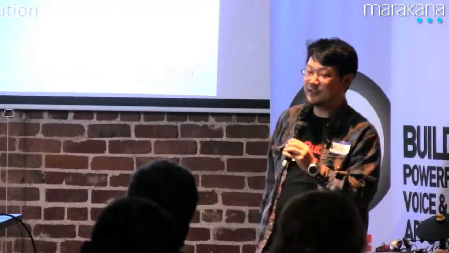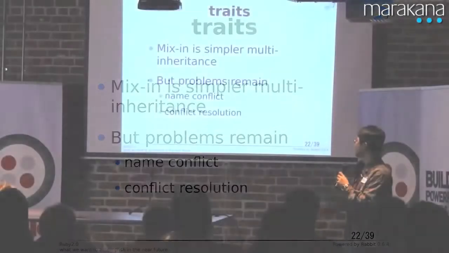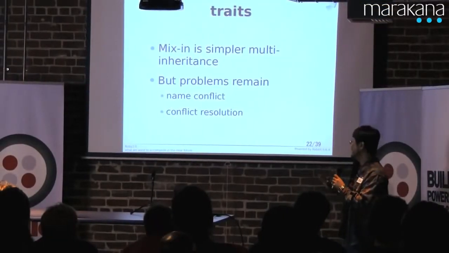The traits. Ruby has no multiple inheritance. Multiple inheritance can be very complex. Mixins are a kind of multiple inheritance, but in a very disciplined way. But still, problems remain.